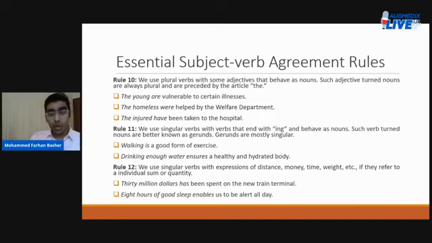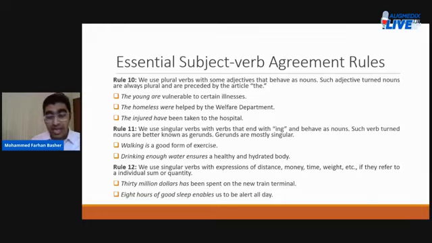Okay, rule number 12. We use singular verbs with expressions of distance, money, time, weight, etc. Remember this, please. We use singular verbs with expressions of distance, money, time, weight, etc., but only if they refer to an individual sum or quantity. So we say $30 million has been spent on the new train terminal.